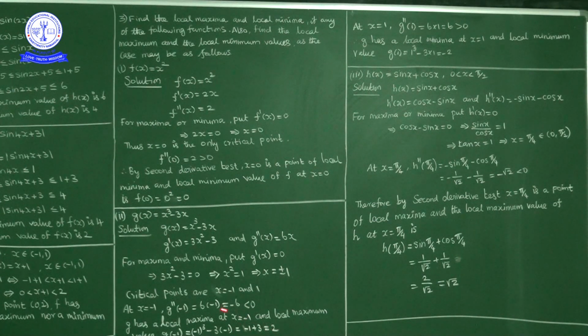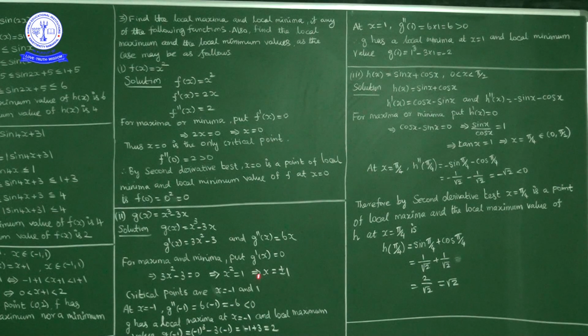So what is the local maximum value? g of minus 1 equals (minus 1) cube minus 3 into (minus 1), which is minus 1 plus 3, that is 2. So the local maximum value is 2 at x equals minus 1. Okay, next.